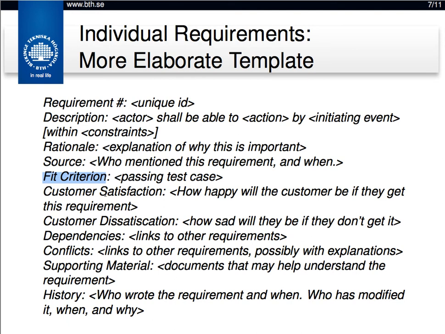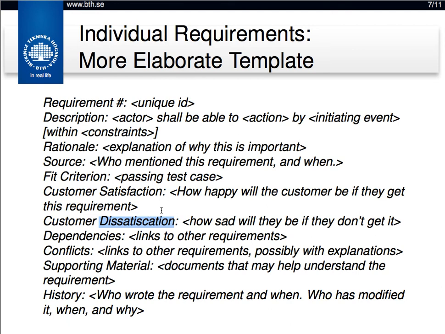The next two, customer satisfaction and customer dissatisfaction, give us an input so that we can prioritize this requirement. Customer satisfaction is how happy the customer is if they get this requirement. It can be on a scale from 1 to 5 if you want to make it simple. 5 meaning, yeah, I would be really happy if I get this requirement, and 1 is meh, I can do without it. If I have to sacrifice one requirement, this is okay to sacrifice.